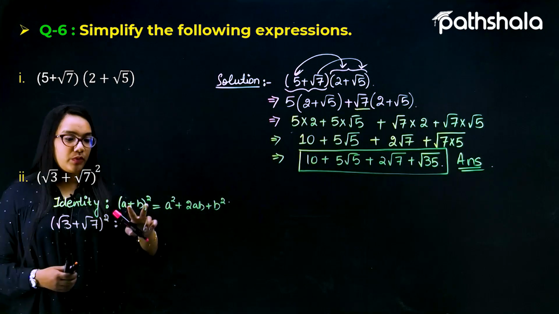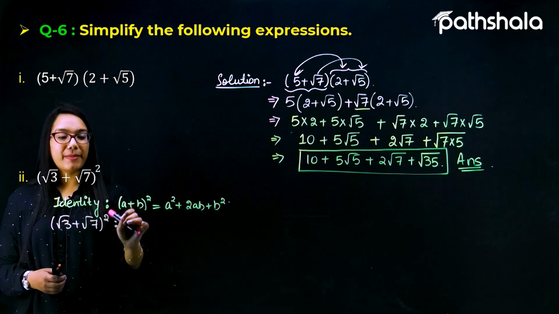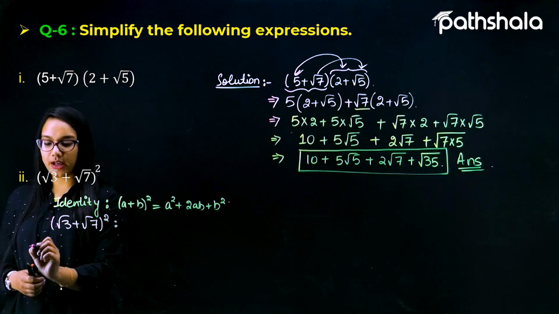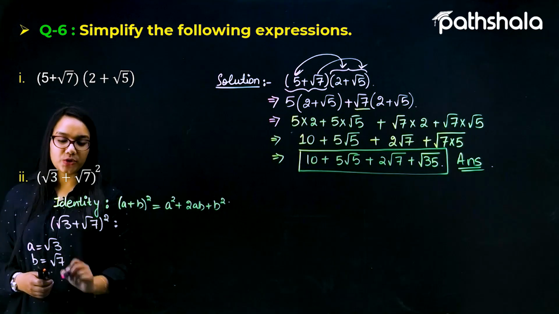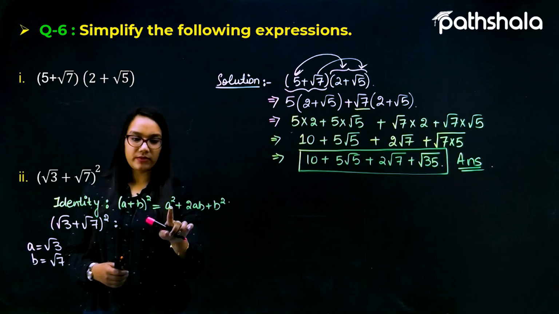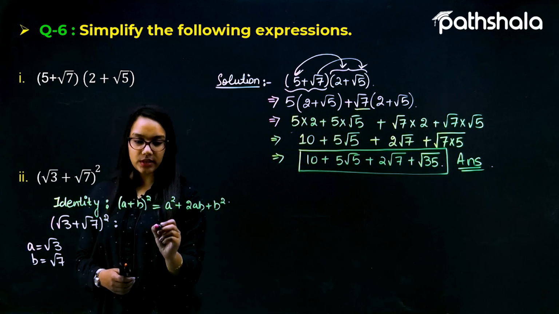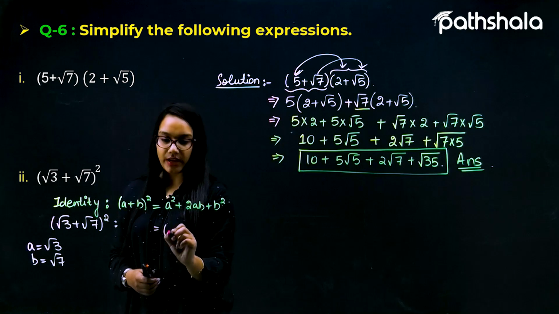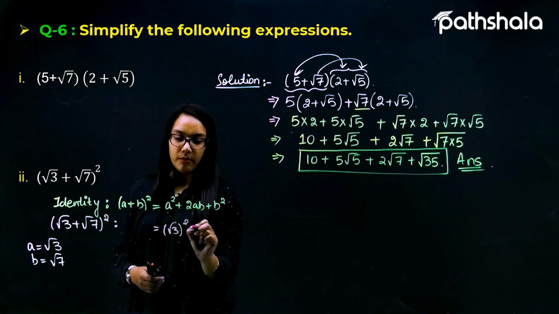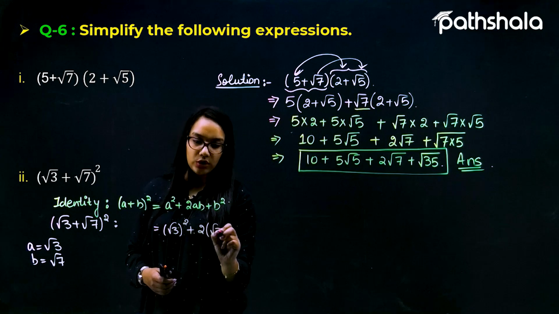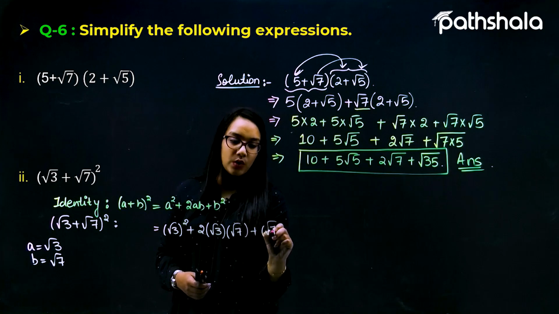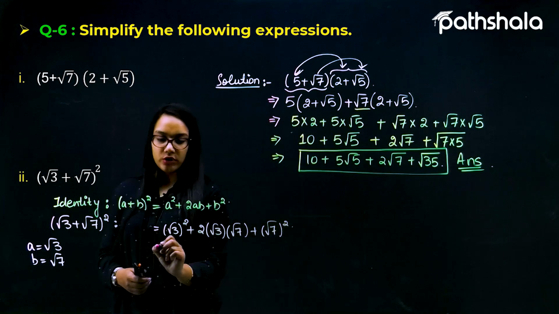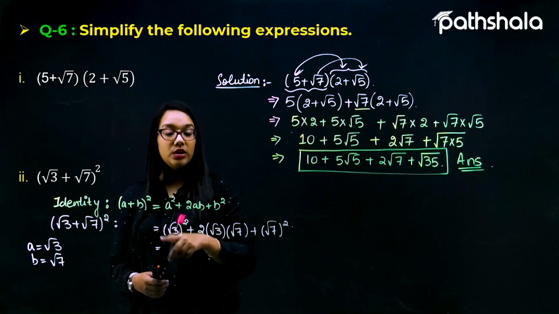If we compare these two expressions, we know that a is root 3 over here, and b is root 7. So substitute a as root 3 and b as root 7, and we will get the answer as root 3 square plus 2, where a is root 3 and b is root 7, plus root 7 whole square. So this is nothing but root 3 whole square.